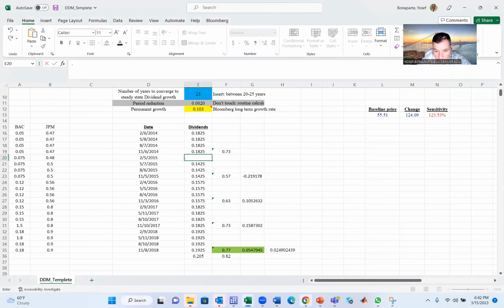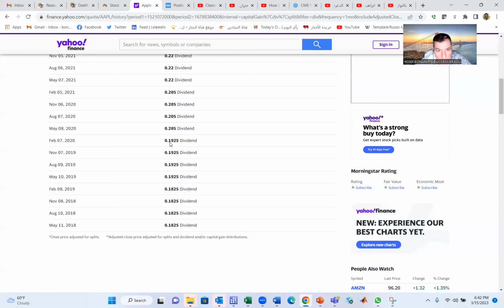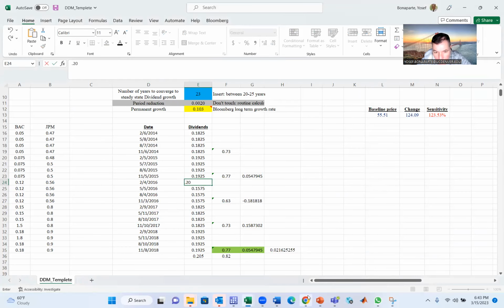Then we went to 1925, four quarters. So how much do I have here? 1, 2, 3, 4, 1925. Then we went to 1, 2, 3, 4, then 0.205, four quarters at 0.205.